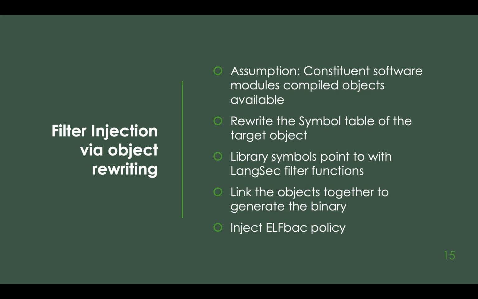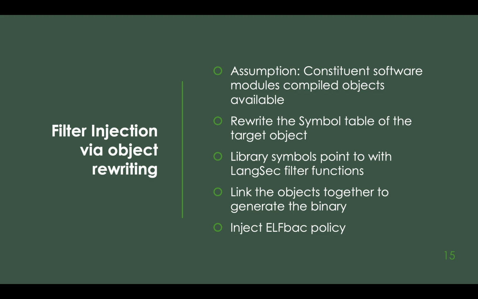The filter injection can be done by two approaches. The first one is an object rewriting approach. In this approach, we assume that the library is a dynamically linked library, and we also assume that we have the constituent software modules compiled as separate objects. We then attempt to rewrite the symbol table of the target object such that whenever a symbol corresponding to a function in the vulnerable library is resolved, it instead points to the LangSec parser or the LangSec filter.